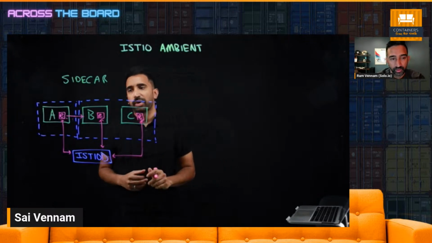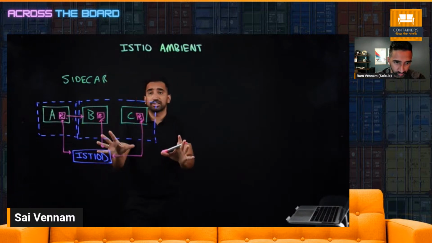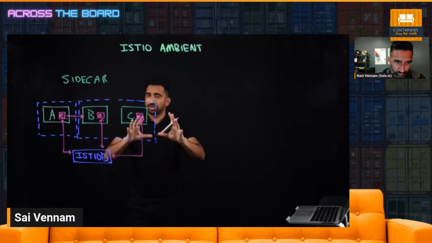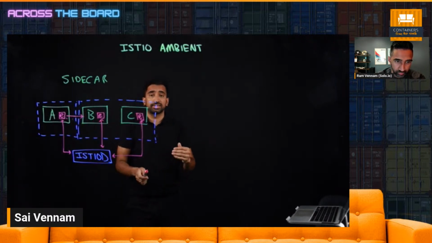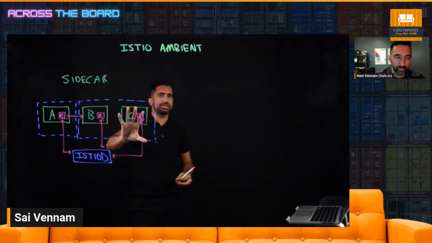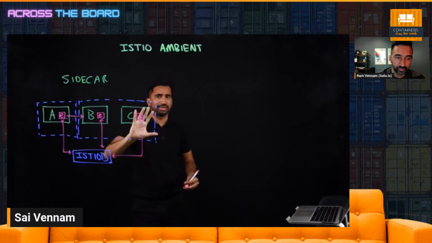Got it. Okay. And so this makes a lot of sense to me, but for better or worse, Istio is taking the direction of now supporting an ambient mode. So why is the sidecar approach less than perfect?